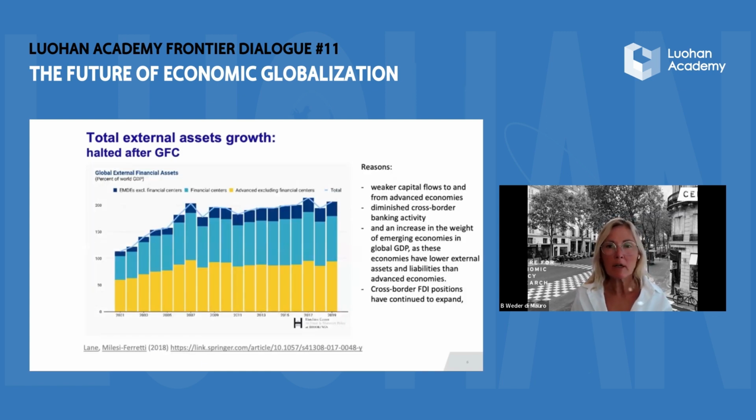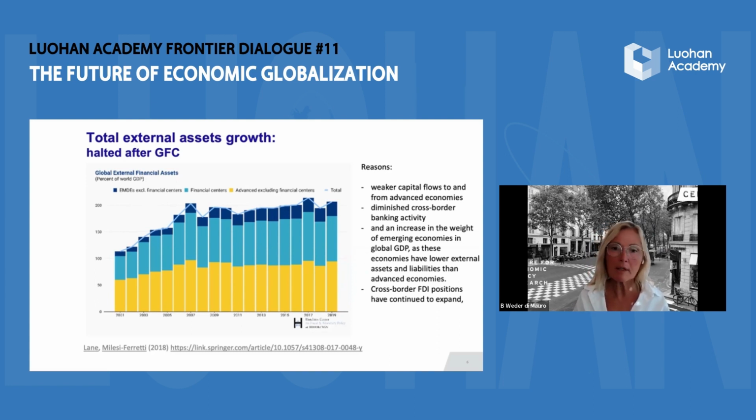Now, another way of looking at how globalization is doing in terms of finance is just simply to look at asset growth. And this is the Lane and Milesi-Ferretti updated, last update that I could find, data set on global external financial assets. And what is remarkable here is that essentially it has stopped growing. Growth has halted after the global financial crisis.